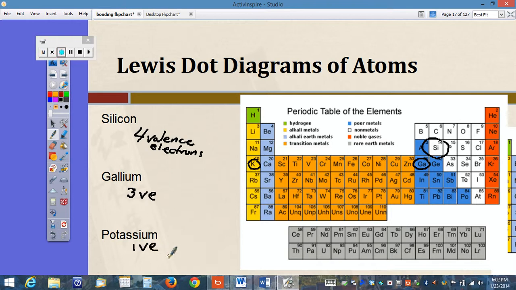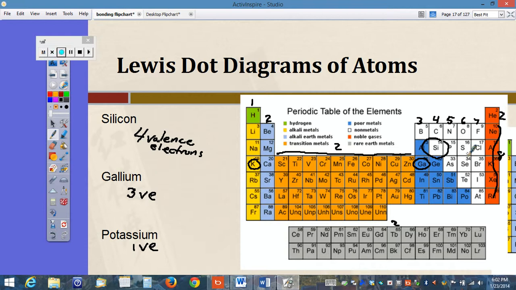Now, what is an easy way you can figure this out? The trend is, going across the top, this column has 1 valence electron, this column has 2. Everybody in the middle also has 2 valence electrons. Everybody at the bottom has 2. This column has 3. This column has 4. This column has 5, 6, and 7. From neon on down has 8. But helium, he's an exception, he has 2.